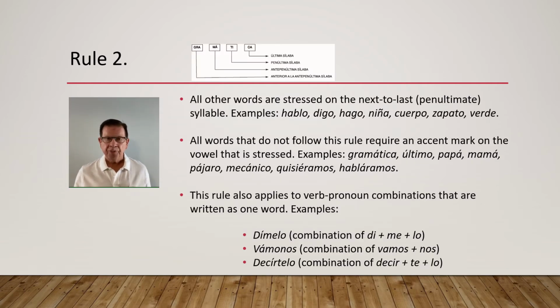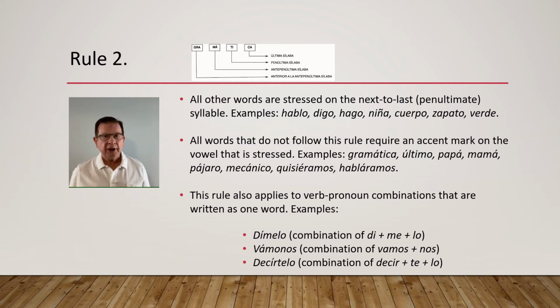Rule number two, all other words are stressed on the next to last, that is the penultimate syllable. Examples, hablo, digo, hago, niña, cuerpo, zapato, verde. All words that do not follow this rule require an accent mark on the vowel that is stressed. Examples, gramática, último, papá, mamá, pájaro, mecánico, quisiéramos, habláramos.